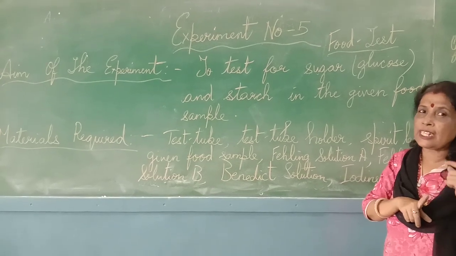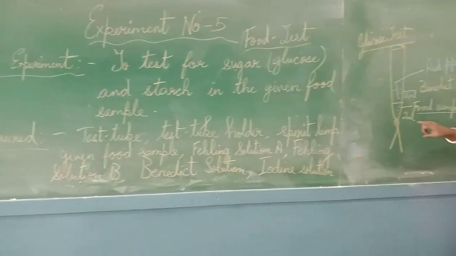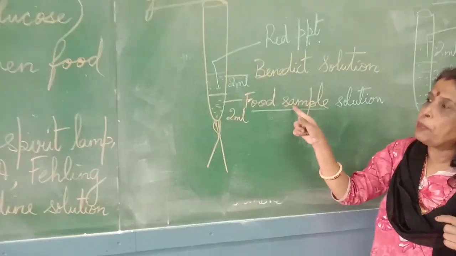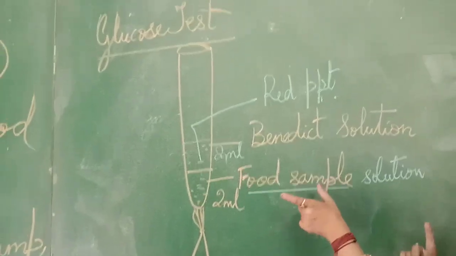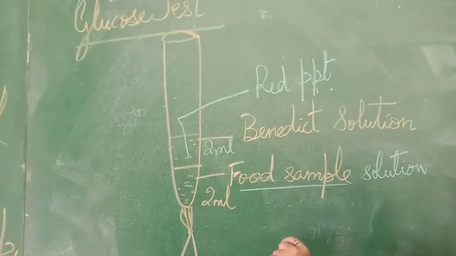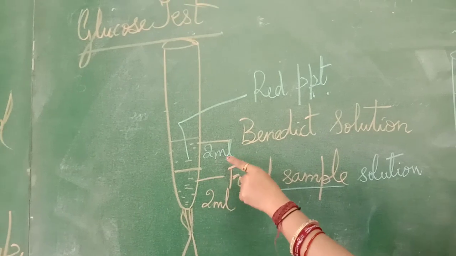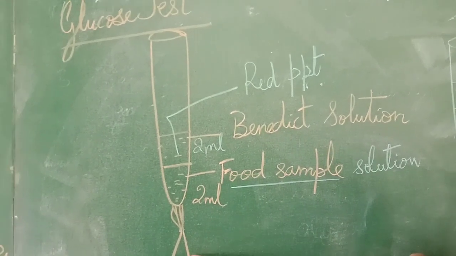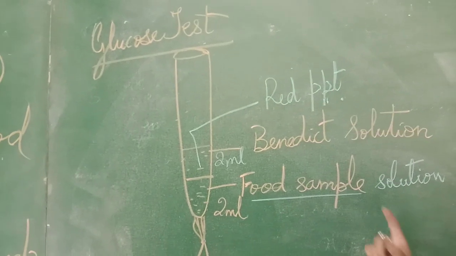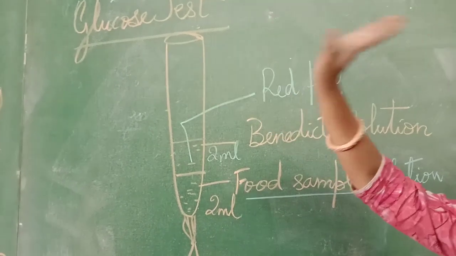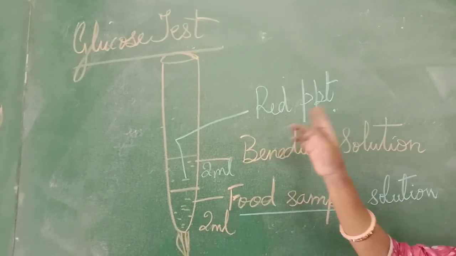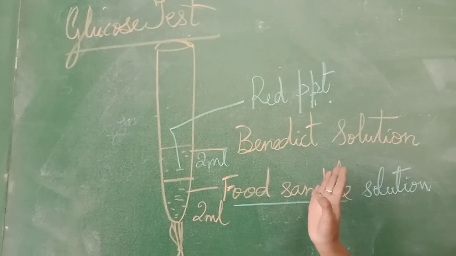Now in the glucose test, that is Benedict's test, we take a test tube with 2 ml of the food sample in solution. That means you take a food sample in powdered form and add water to it to get the solution. Take 2 ml of it and add 2 ml of Benedict's solution. Heat it and after a while you will find a red precipitate being formed. If a red precipitate is formed, glucose is present, that is sugar is present in the food sample. If there is no red precipitate, glucose is absent.